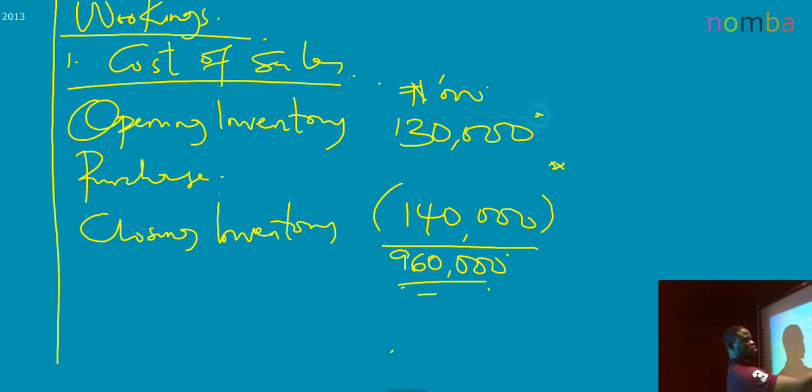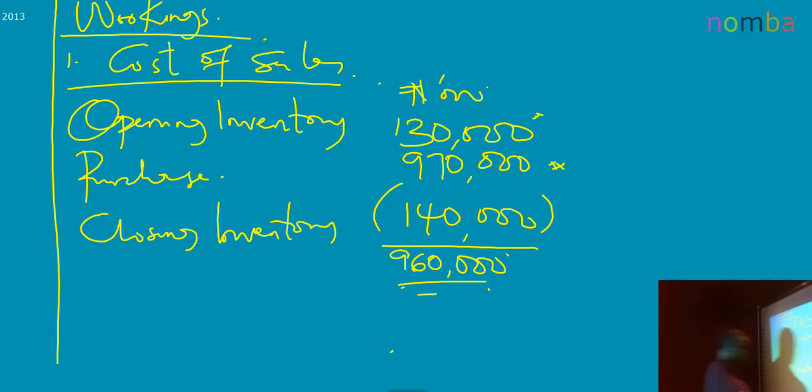So if I deduct 130,000, then I will get 970,000 as my purchases. So let's give it a trial. Let's do 130,000 plus 970 minus 140, 960.